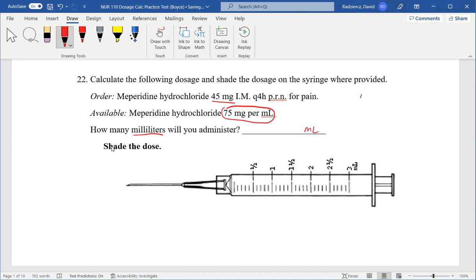So I'm going to take my 45 divided by 75 times my quantity. So 45 divided by 75 gives me an answer of 0.6 milliliters. So here's 0.5, here's 0.6. I'm going to shade the dose.